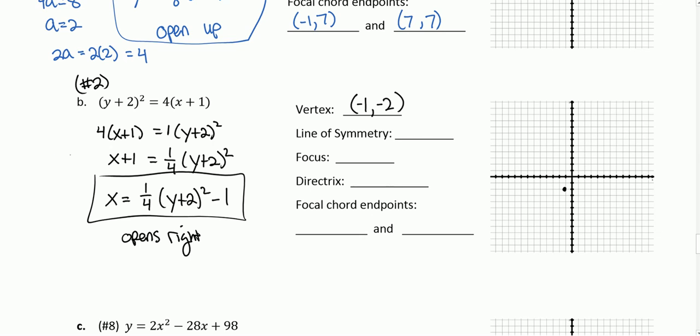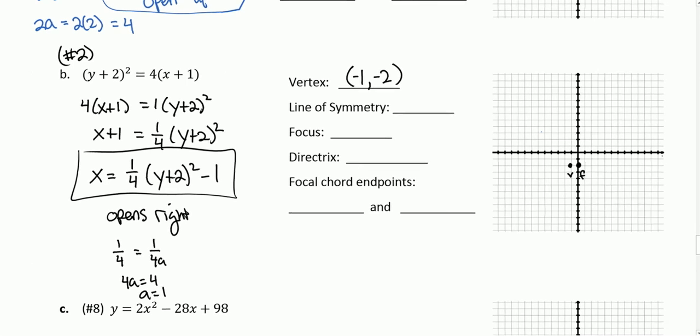The focus, we need to take that 1/4 and set it to 1/4a, which tells us that 4a is equal to 4, a is equal to 1. So the distance from the vertex to the focus is 1, and we're opening right, so we're only going to the right one. So we have our vertex here, we got our focus there. And that is going to be at 0, -2. Put it in the wrong place again. Let me fix that.